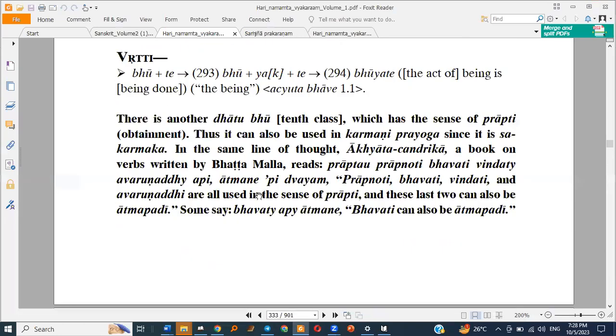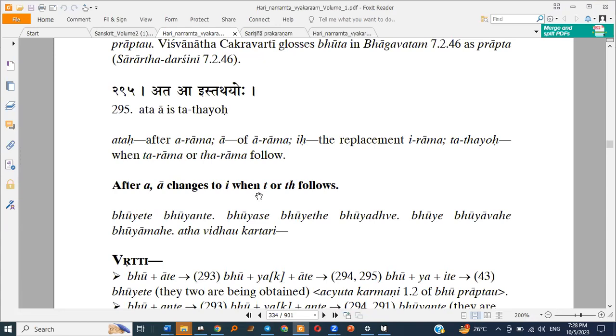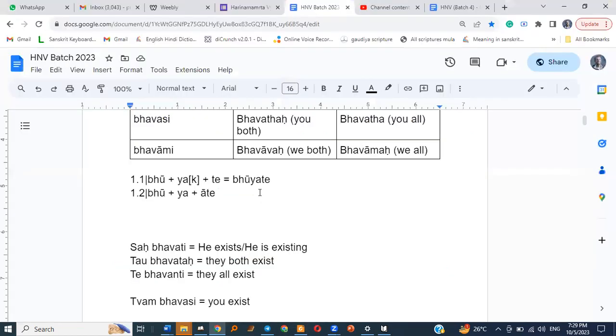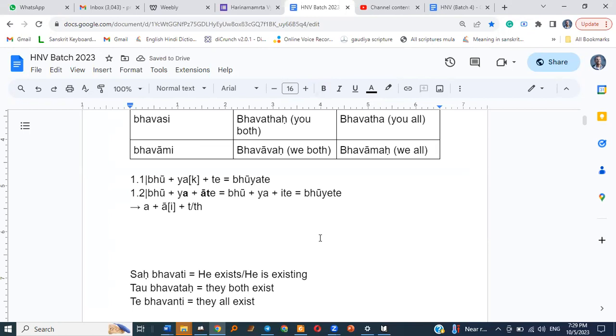Now the next sutra says, Ata a ita tathayoh. After A, if A is there, then that A changes to E when Ta or Tha follows. So basically, the sutra is saying if there is A followed by A, which is further followed by either Ta or Tha, then this A will change to E. Thus, here we have A followed by A, which is further followed by Ta. So this A will change into E. So it would be Bhu, Ya, and Ite, right? And then we will apply the Sandhi rule, so it would become Bhuyete. Bhuyete. You got it?